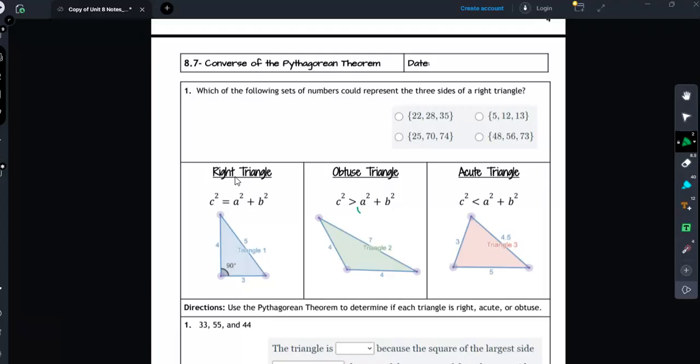Okay, so could any of these represent a right triangle? So take the largest number and you're going to set that up. You're going to do like 35 squared. Is that equal to 22 squared plus 28 squared? Then you would do, okay, 74 is the longest side. Take 74 squared. Is it equal to 25 squared plus 70 squared?